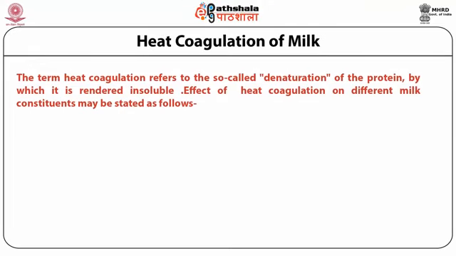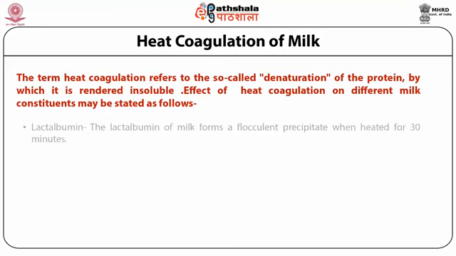When milk is coagulated by heat, the major change in it is denaturation of its protein. Chief proteins of milk are lactalbumin, lactoglobulin, and casein. Lactalbumin of milk forms a flocculent precipitate when heated for 30 minutes. This precipitate can be seen in the utensil at its bottom when all the boiled milk is taken out.